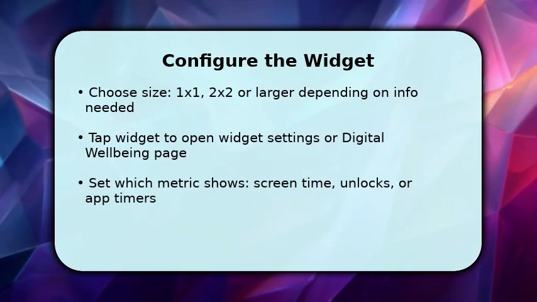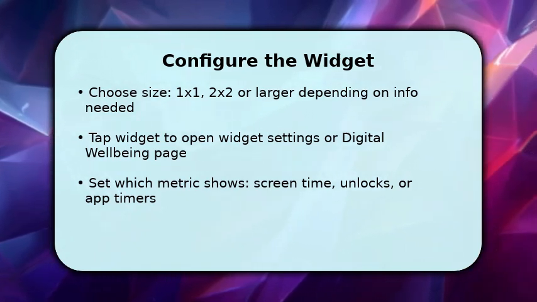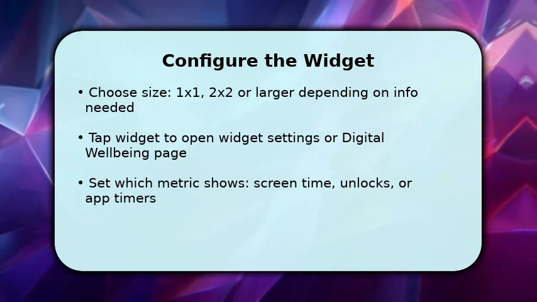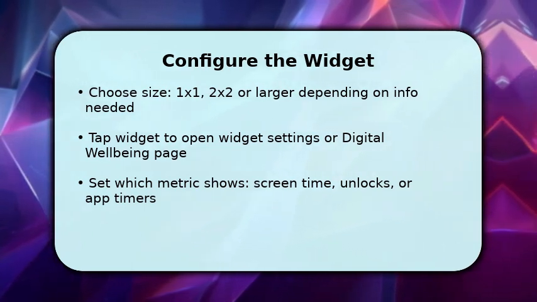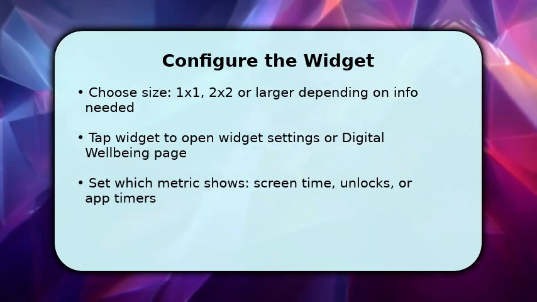Once the widget sits on your screen, configure it. Press and hold the widget and release to reveal size and settings options. Choose a larger size for more detail. 2x2 shows hours and unlock counts. Tap the widget to open its configuration.